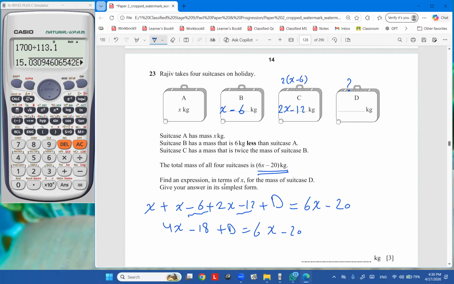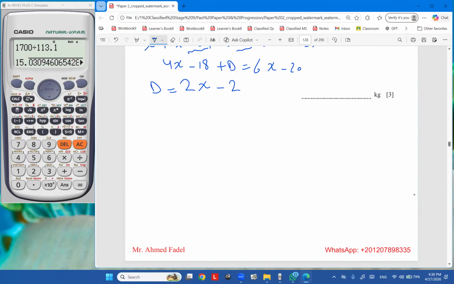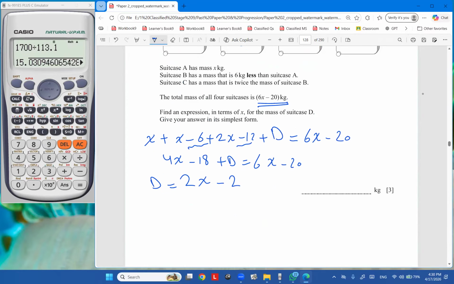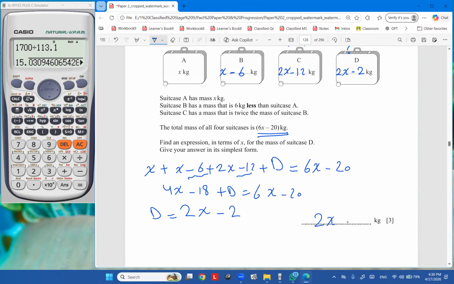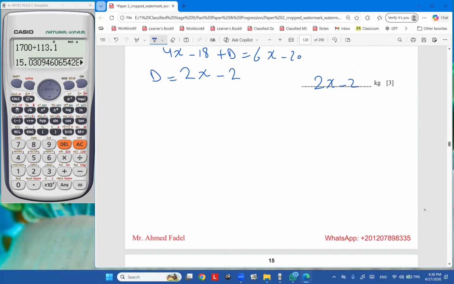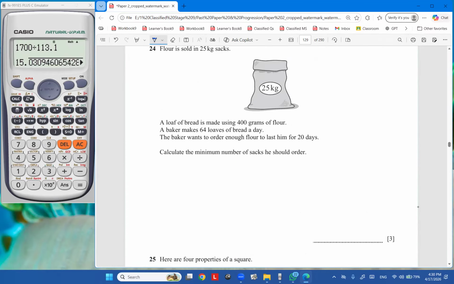Collect like terms, send the 4x to the other side, minus 4x. So D equals 6x minus the 4x is 2x. Negative 20 plus 18 is negative 2. So it is going to become what? D is actually 2x minus 2. So D, let's write it here, 2x minus 2 kg.